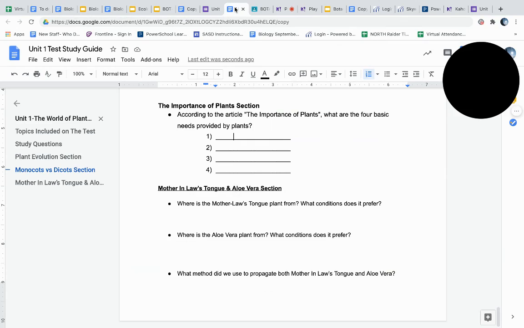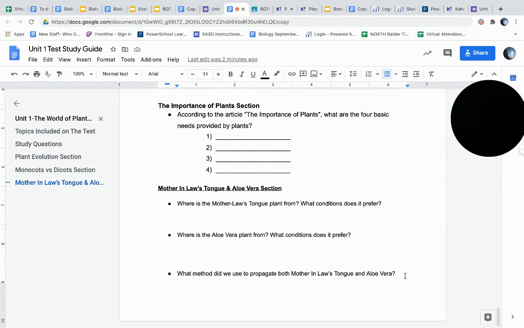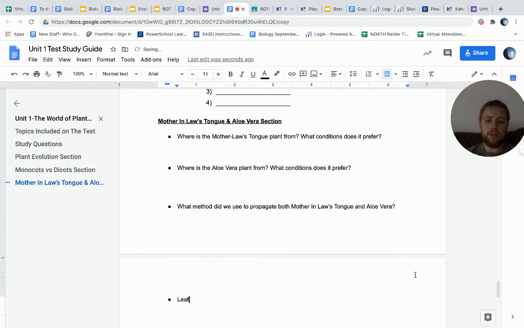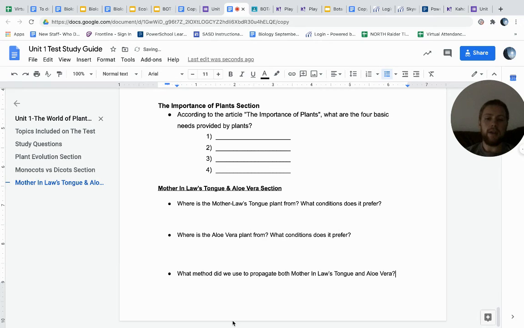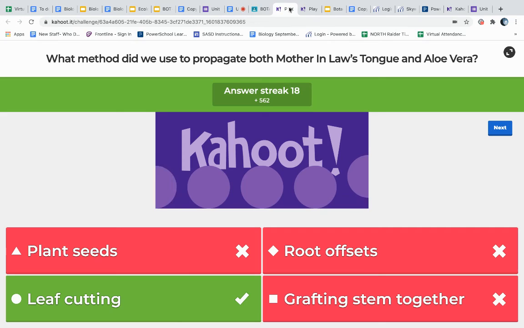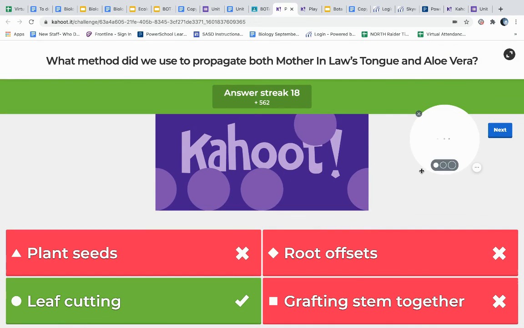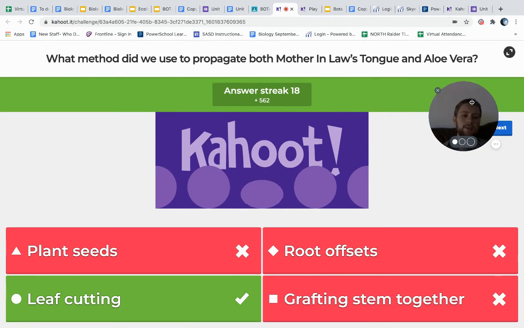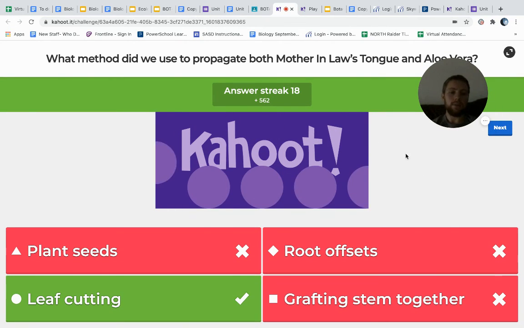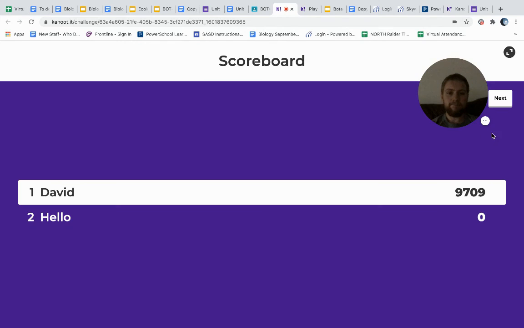So make sure, you could go ahead and put leaf cutting down here just so that you have it for the test, right? Make sure that following along, and that is the last question on the study guide. So you shouldn't have a whole lot of that study guide left after completing this, after going through the Kahoot. All right?